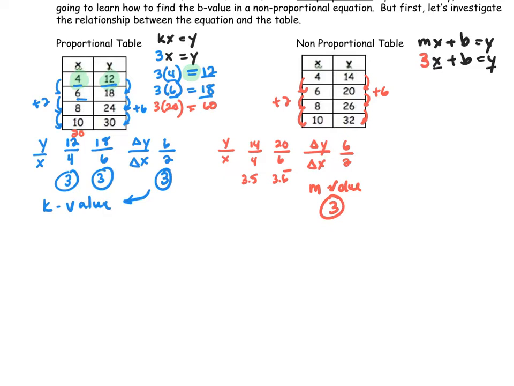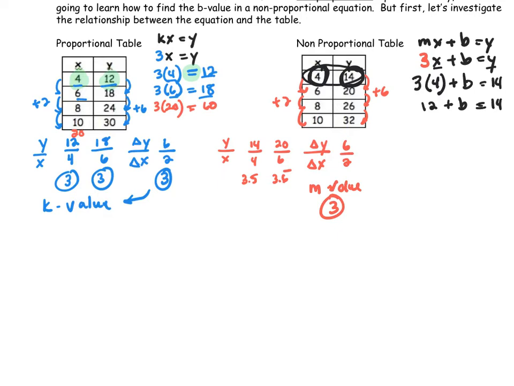So let's start with our first x and y value. I'm going to take our m value, 3. I'm going to multiply it by our first x value, which is 4. We don't know this b yet, but we do know that our y value that matches with the x value is 14. So if I do a little bit more math, 3 times 4 is 12, plus our mystery b, and that equals 14.